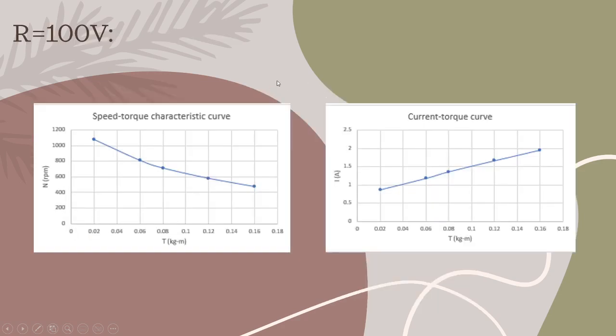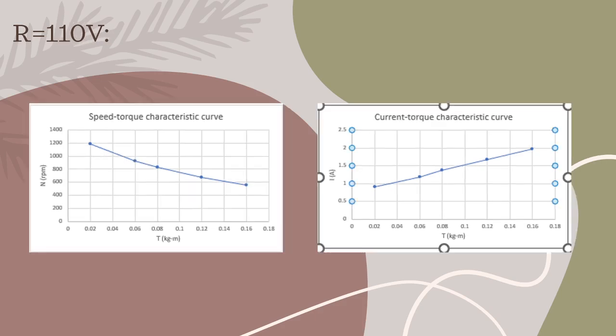For the graph, my team uses 110 volts. We get two graphs, one of them is the speed torque characteristic curve. We can see the torque decreases linearly with speed, but for the current torque characteristic we can see the graph increases linearly with the current.